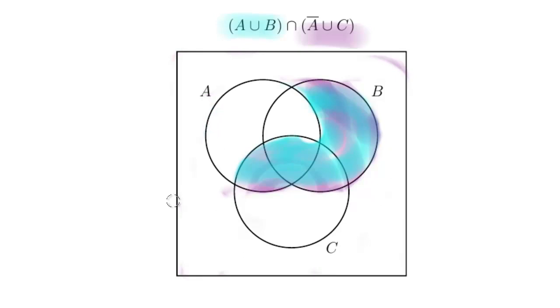Notice we can actually check this. This makes sense. We need to be in either A or B. All of these things are either in A or B, so that's good. We also need to be either not in A or in C. Well, here we're not in A, and here we're in C. So it looks like we have it right.